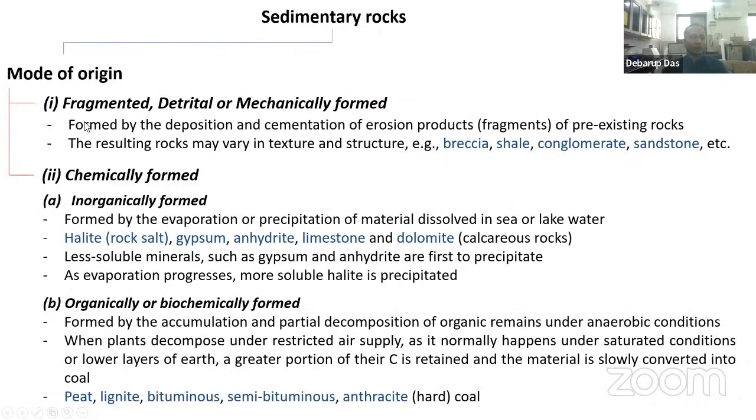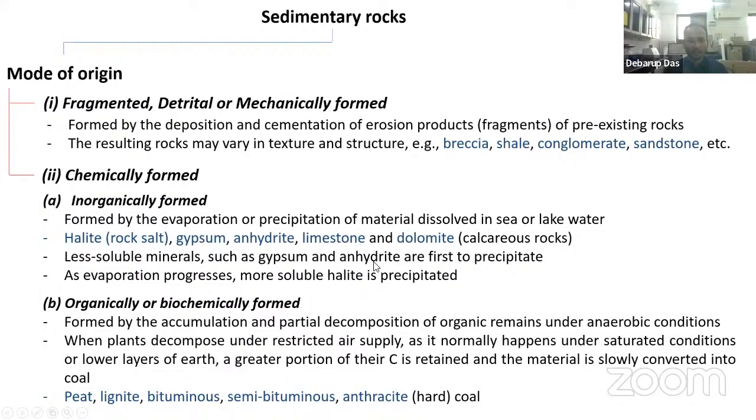The sedimentary rocks, based on mode of origin, can be classified as fragmental or mechanically formed, by the deposition or cementation of erosion products of pre-existing rocks. The resulting rocks may vary in texture and structure, for example shale and conglomerates. They may also be chemically formed, for example from evaporation or precipitation of material dissolved in sea or lake water. For example, halite, which is also called rock salt, gypsum, anhydrite, which is calcium sulfate without its water, limestone, dolomite, like this.